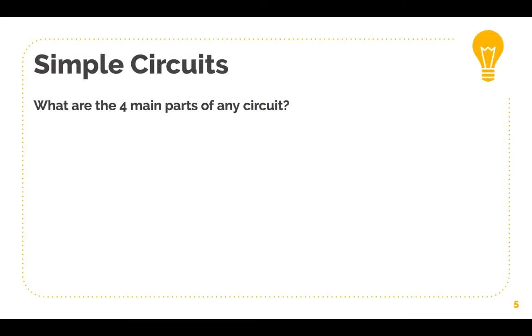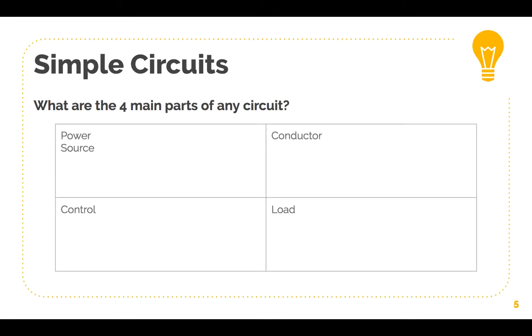So let's get into our lesson today. Starting off super basic with simple circuits, there are four different components that need to be included in order for a circuit to work. Those four components are a power source, a conductor, a control, and a load.